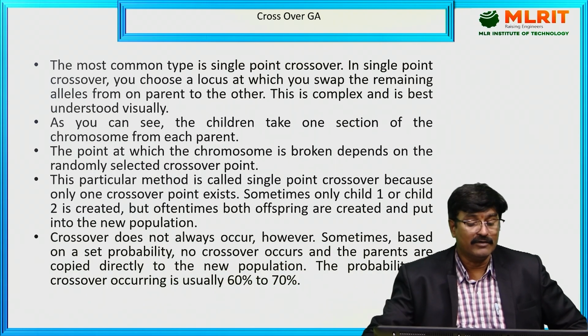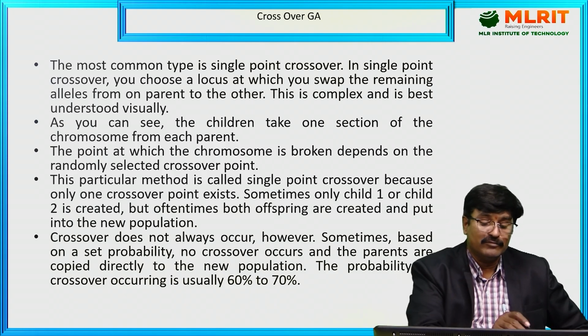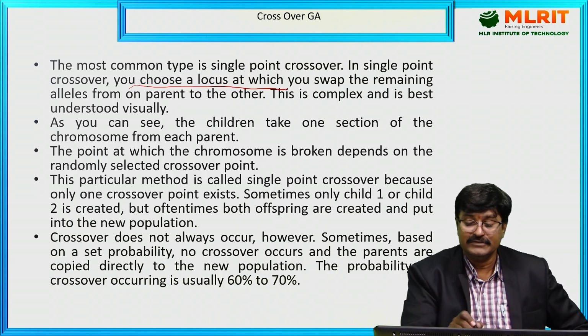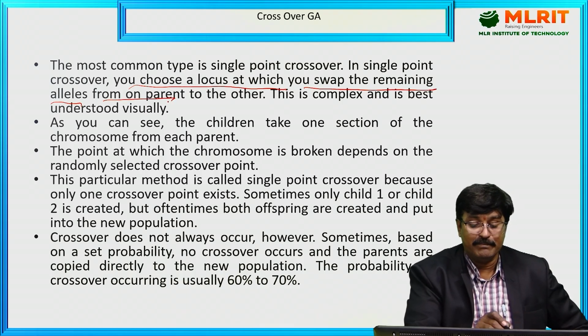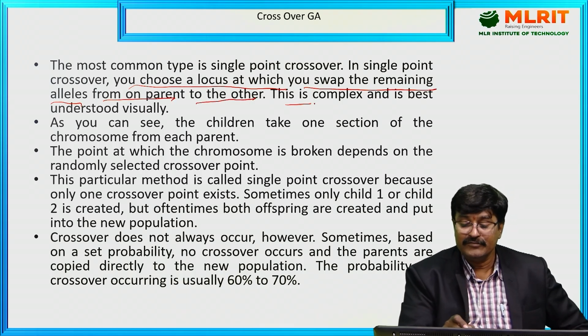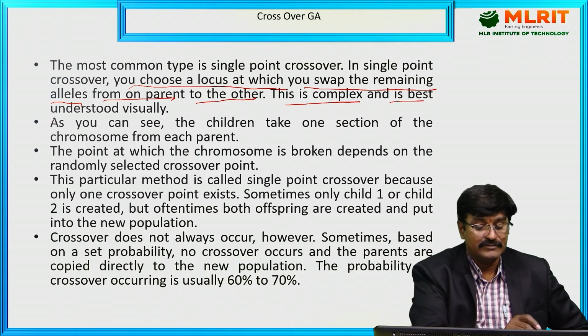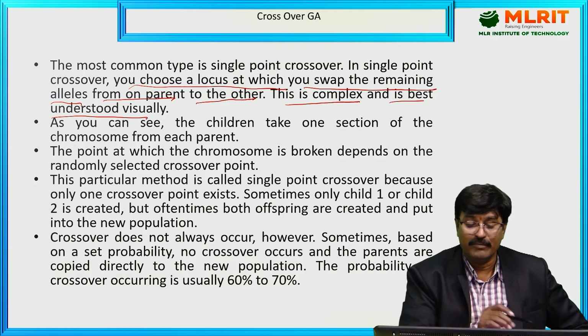So this is the crossover, the most common type being single point crossover. In single point crossover, you choose a locus at which you swap the remaining alleles from one parent to the other. This is complex and best understood visually. That is the single point crossover.